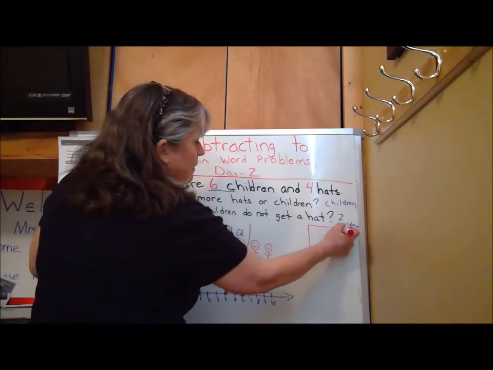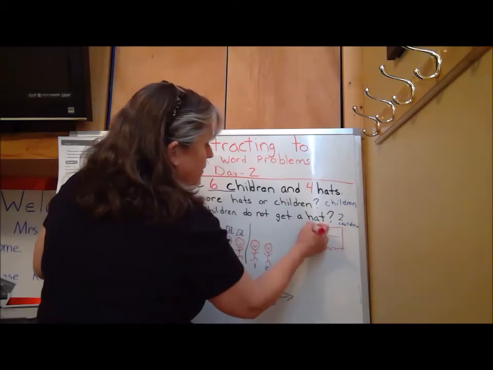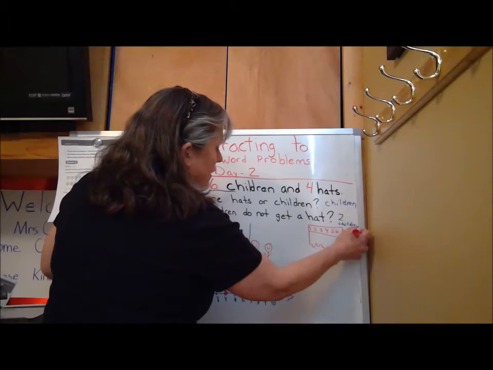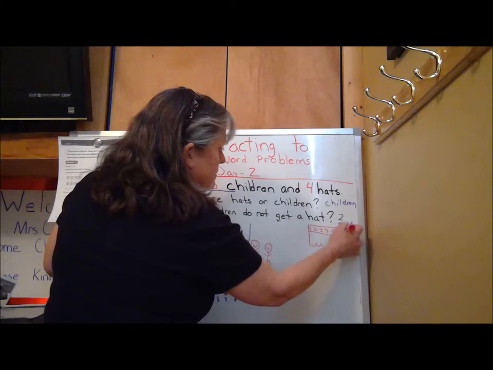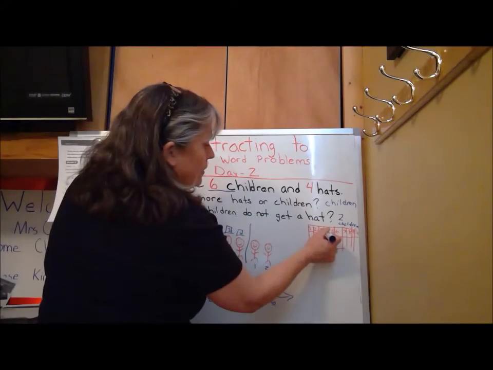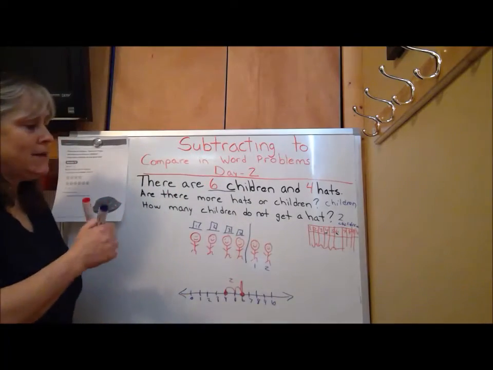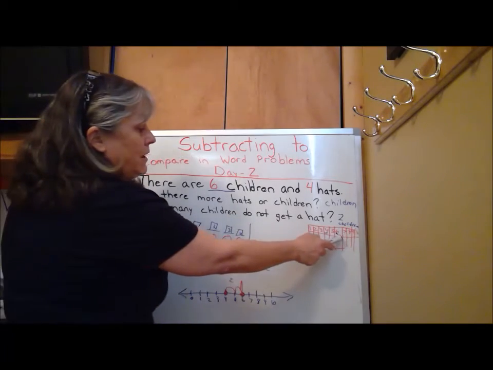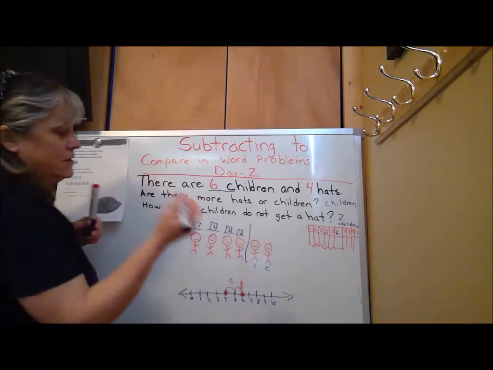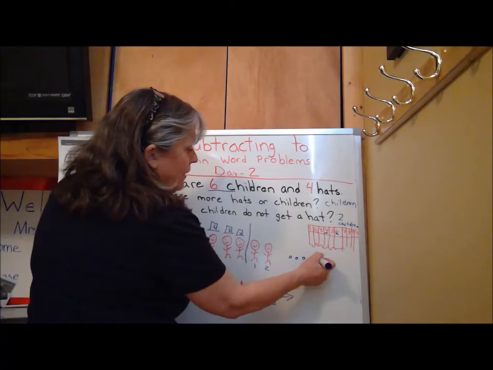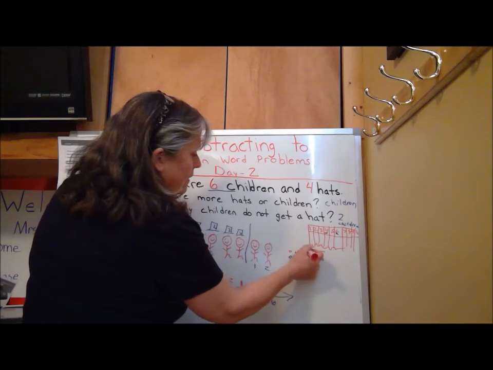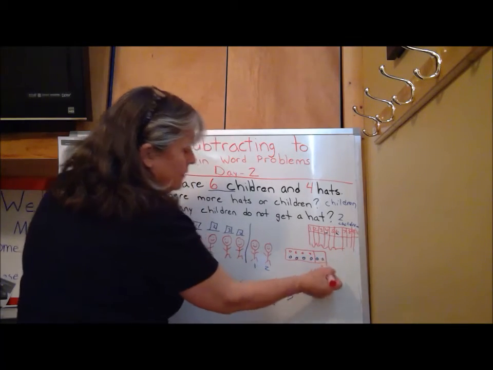I could have used my hundreds chart. I'll just draw a partial hundreds chart. 1, 2, 3, 4, 5, 6, 7, 8, 9, 10. And again, you can see right away that 4 comes before 6, so 4 is smaller. It is less. So there are more children than hats. And if you look on here, you can count back. 1, 2. There are 2 more. All right. What if I couldn't draw like this? Could I have just done something like this and gone 1, 2, 3, 4, 5, 6. 1, 2, 3, 4. And then seen right away that my difference is 2.